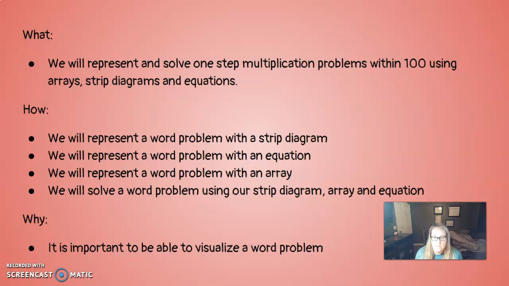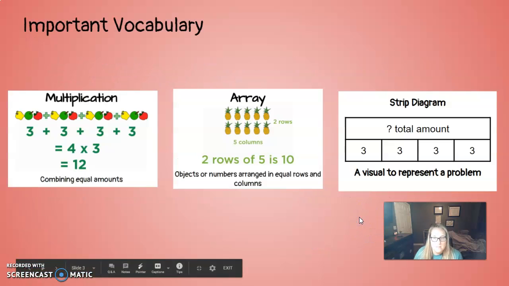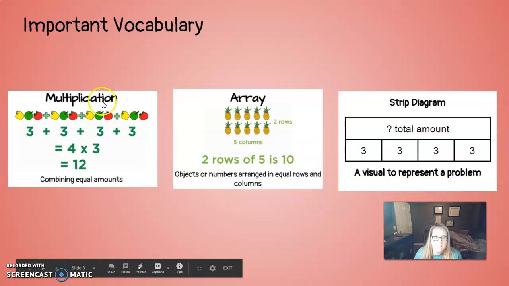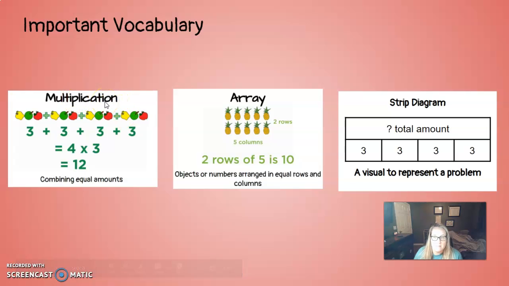Why are we going to do this? Well, it's important to be able to visualize a word problem in many different ways. So let's look at our vocabulary. We have 3 vocabulary words we are going to talk about today. The first one is multiplication. Remember, multiplication can be solved in many different ways.